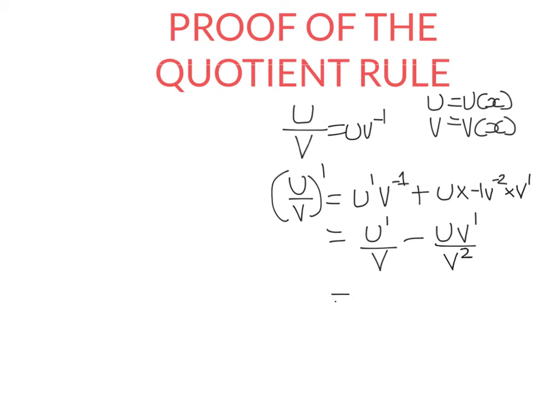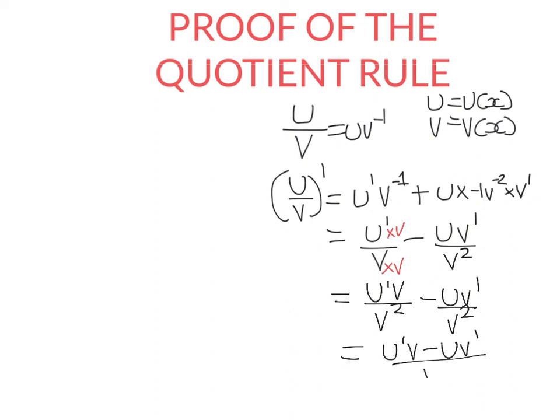So to put this as one fraction, I would need to multiply top and bottom here by v, and that would give me u dash v over v squared minus u v dash over v squared. And of course, now that I have the same denominator, I can just subtract the numerators. So u dash v minus u v dash over v squared, that is the quotient rule.